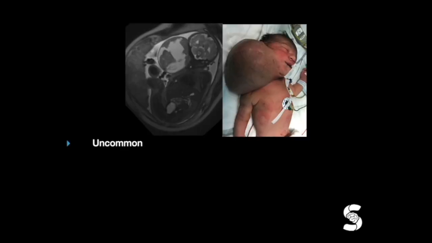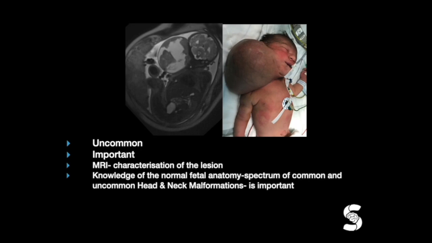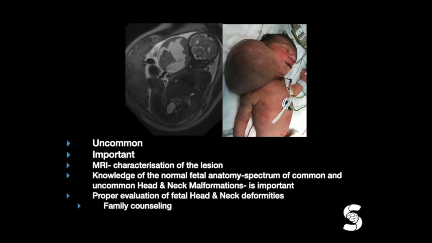Fetal neck masses are uncommon but very important because they may cause life-threatening airway obstruction at birth. Knowledge of the spectrum of the common and uncommon head and neck malformations and their appearance with fetal MR imaging is very important and essential for family counseling and prognostication and for planning postnatal management.